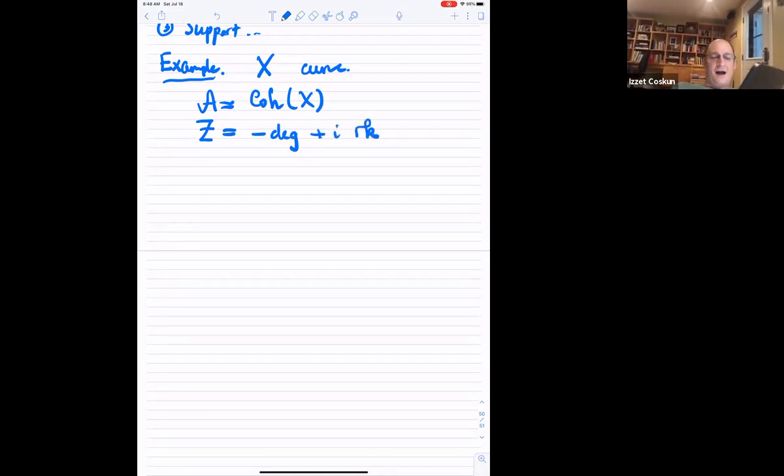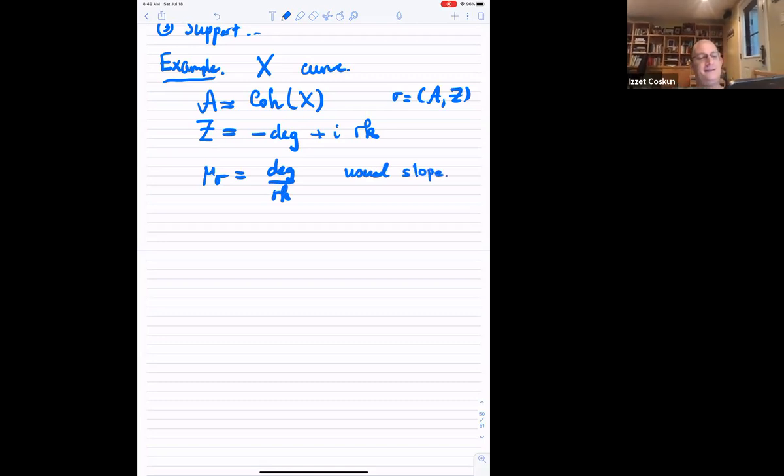So now you see, if I look at the slope here, this mu_Z, or let's call this thing sigma = (A, Z), then this mu_sigma is the usual Mumford slope, degree over the rank. It's the usual slope. Okay, and it's easy to see that it satisfies these kinds of properties.